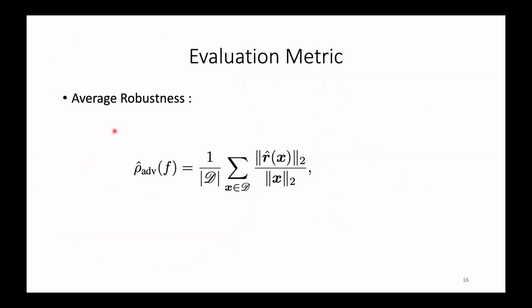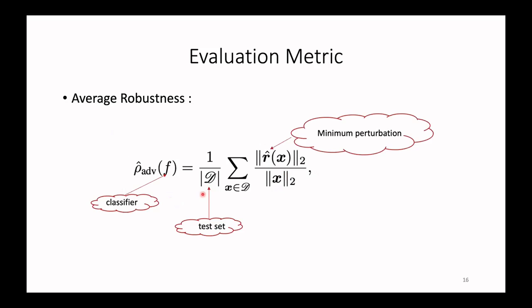In the first set of experiments, they compared the adversarial robustness of different classifiers using the average robustness metric, as it is defined here. So the adversarial robustness of a classifier F is basically the average of the ratio of the norm of the minimum perturbation over the norm of the image, for all the samples in the test dataset.